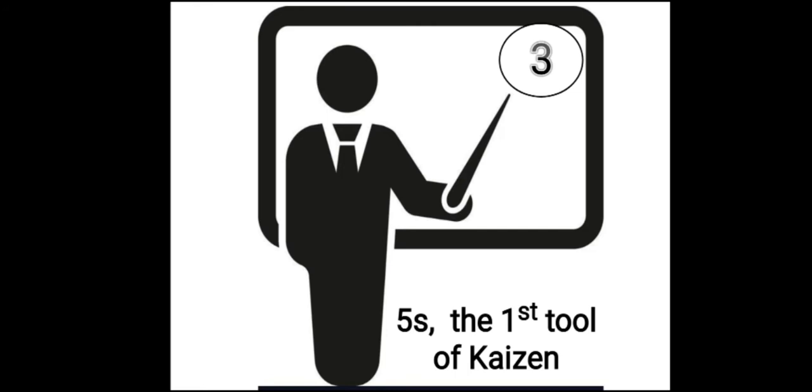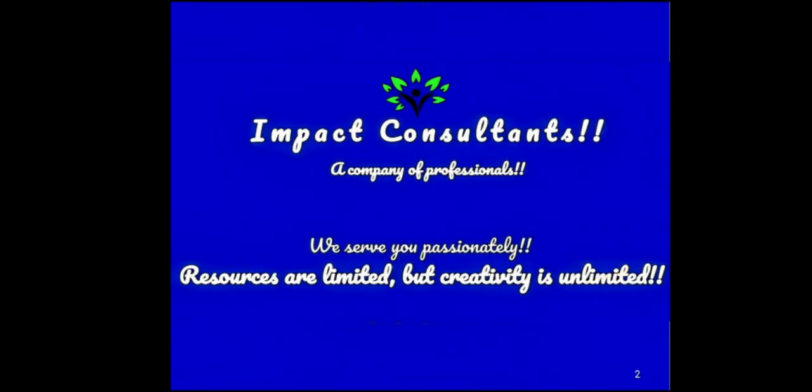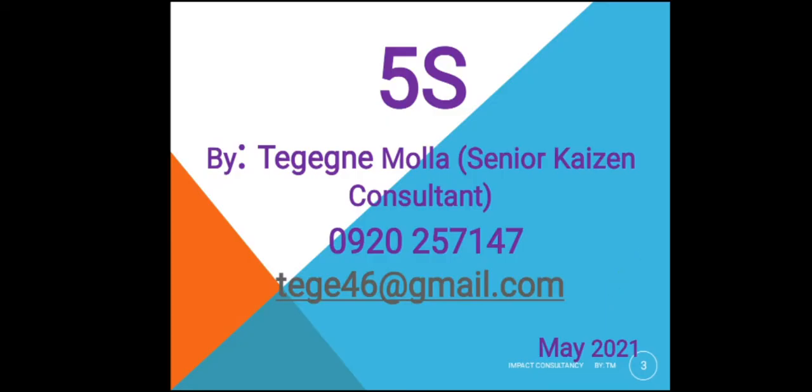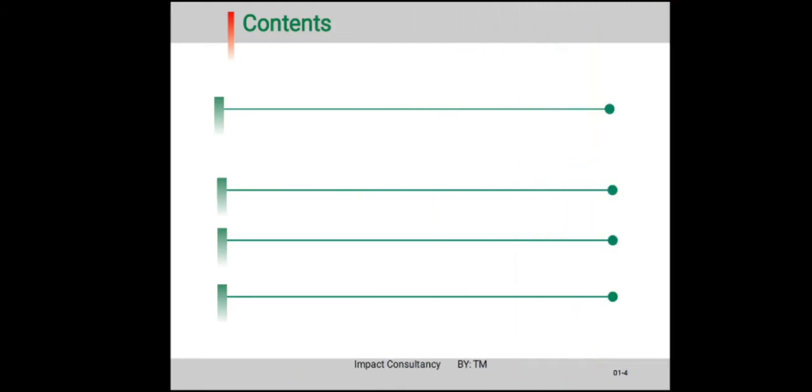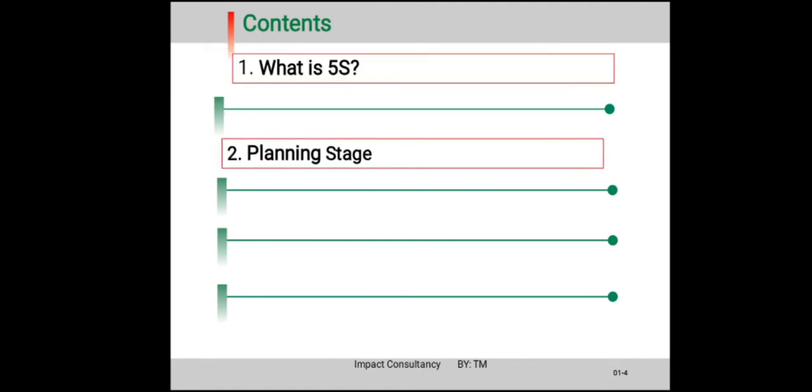Welcome back again. This is the third part of general Kaizen training, first level Kaizen training. It is 5S, the first tool of Kaizen to eliminate waste. My name is Tagenya Mullah, Senior Kaizen Consultant. Let us see, its contents are divided into two: the theoretical part and the implementation part.